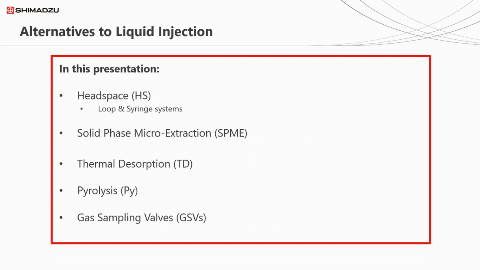In this session, we'll look at Headspace, solid phase microextraction, thermal desorption, pyrolysis, and gas sampling valves. This session is designed to give an overview of a selection of the most common sampling techniques outside of liquid injection. We will cover the fundamental concepts of the techniques and applications they're commonly used for. The main purpose is to expand your understanding of the versatility of gas chromatography, rather than going into full details of each sampling technique.